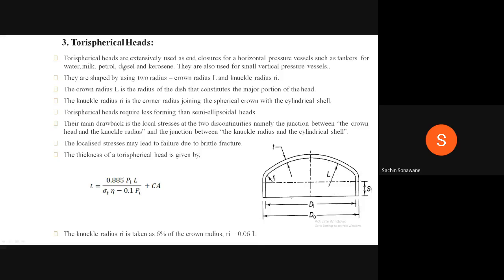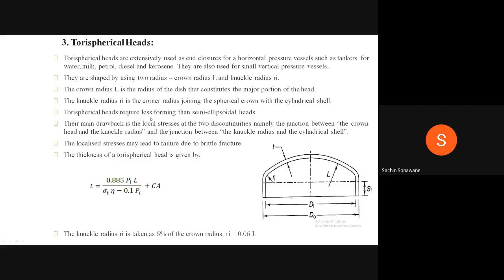Now, torispherical heads. Torispherical heads are extensively used as end closures for horizontal pressure vessels such as tankers for water, milk, petrol, diesel, and kerosene. They are also used for small vertical pressure vessels. They are shaped by using two radii, crown radius L and knuckle radius Ri. The crown radius L is the radius of the dish that constitutes the major portion of the head. The knuckle radius Ri is the corner radius joining the spherical crown with the cylindrical shell.